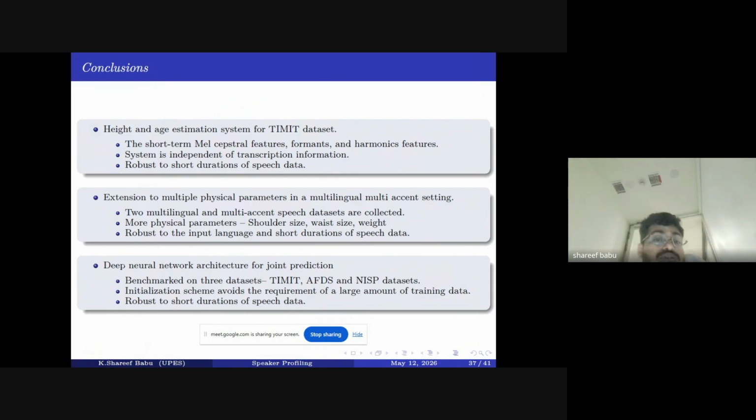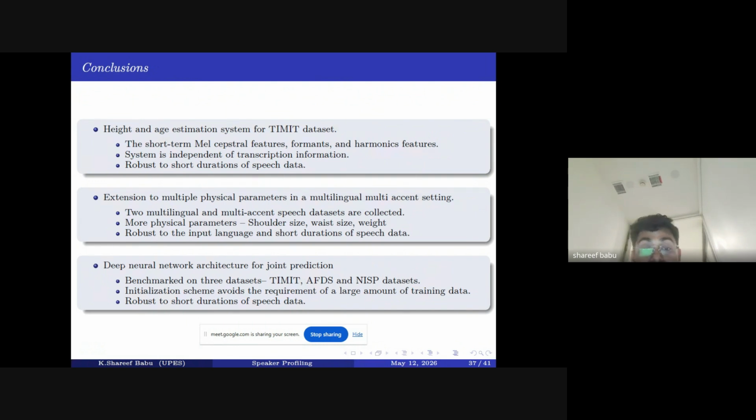Using the TIMIT dataset, we explored 3 different types of features: MFCC features, harmonics, and formants. We made the system independent of the transcriptional information because we modeled at the utterance level, and we also showed that these representations are robust with short durations of speech data. Then we collected 2 different datasets in multilingual and multi-accent settings.